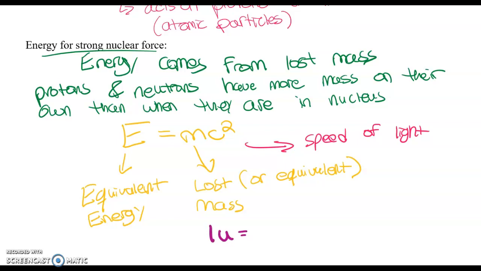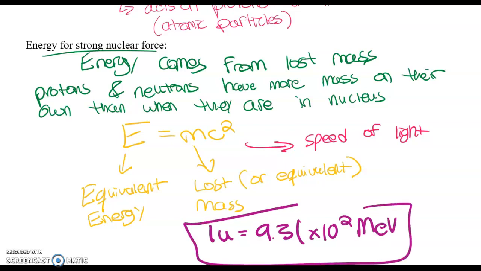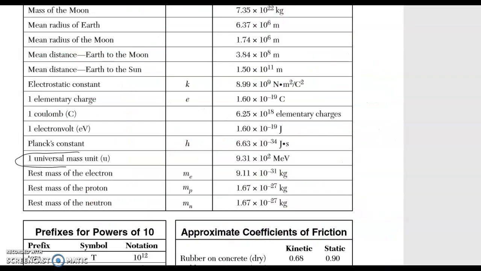We're just going to use electron volts instead of joules here. And it's going to be 9.31 times 10 to the second mega electron volts. And that is on the front of your reference tables right here. One universal mass unit is equal to 9.31 times 10 to the second mega electron volts.